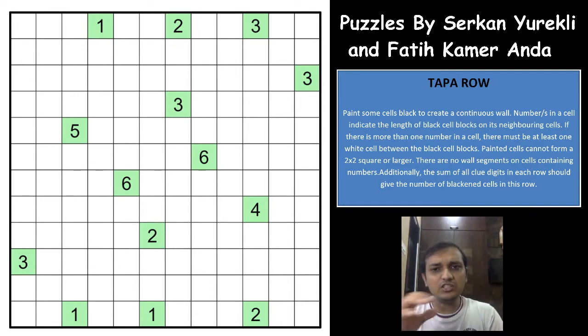And what is a Tapa row now? In Tapa row, the whole Tapa rule applies. Additionally, the sum of all the clue digits in each row will give the number of shaded cells in that row. So for example, 1 plus 2 plus 3 is 6. So this whole row will have 6 shaded cells. So Tapa row is nothing but the sum of all the clue numbers in a particular row giving you the number of shaded cells in that row. Easy, very easy rule. And with that, we'll start solving this puzzle.